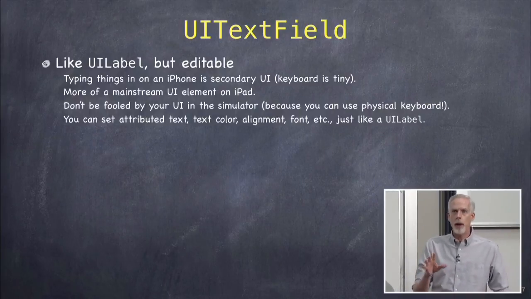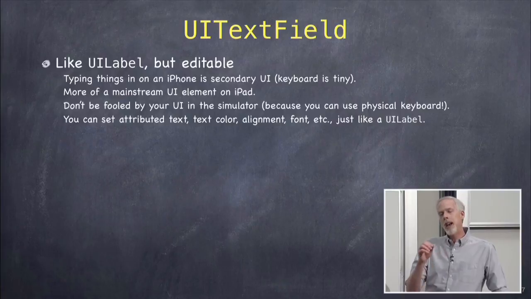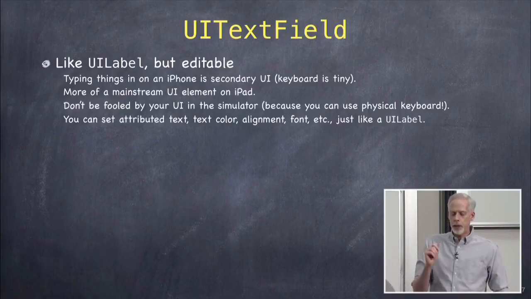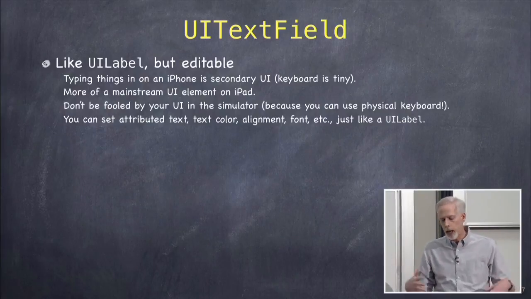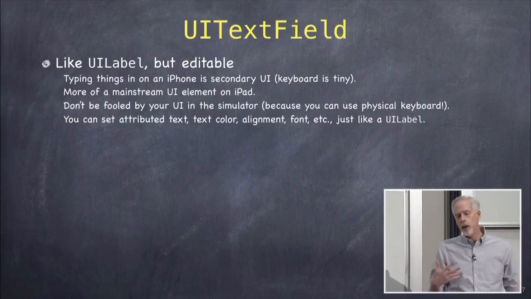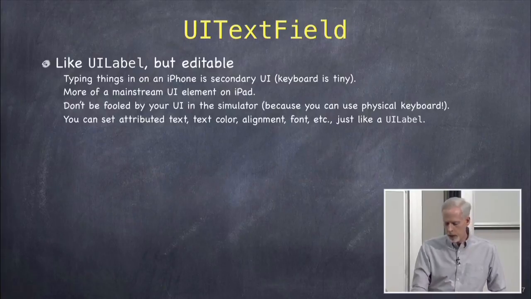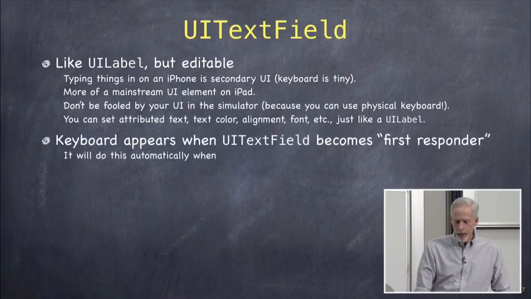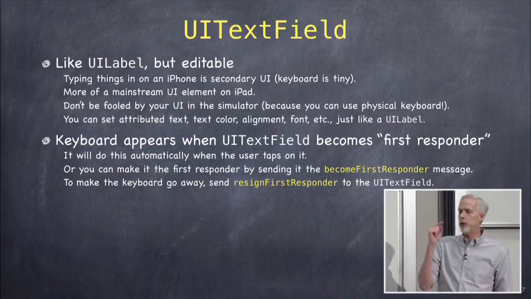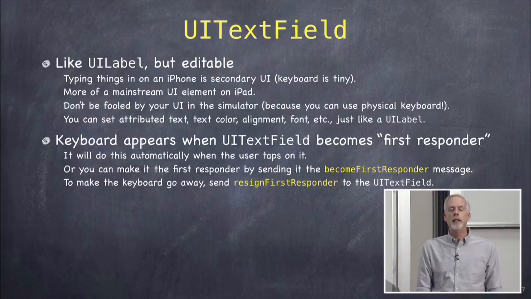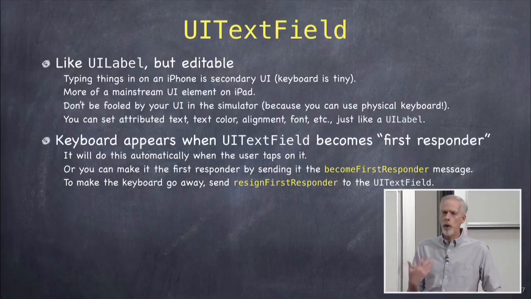So that's all a UI text field is. Now, because it's editable, it's got some little intricacies that are quite a bit different than UI label. It still has things like attributed text, and you can set the font and all these things because it's very much like a UI label in that way. But there's this keyboard, okay? When you're in a UI text field and you touch on it, it brings up a keyboard. So how does that keyboard show and not show?